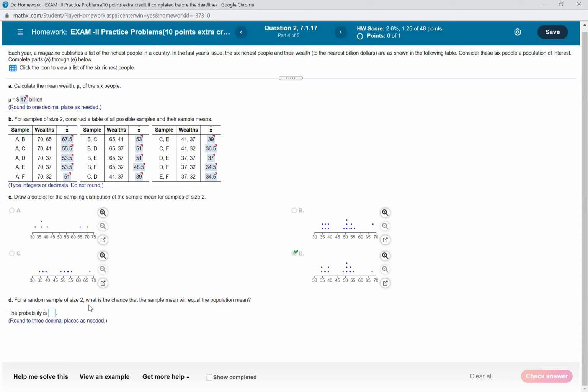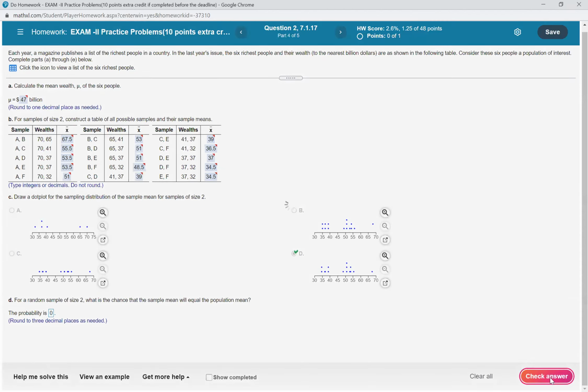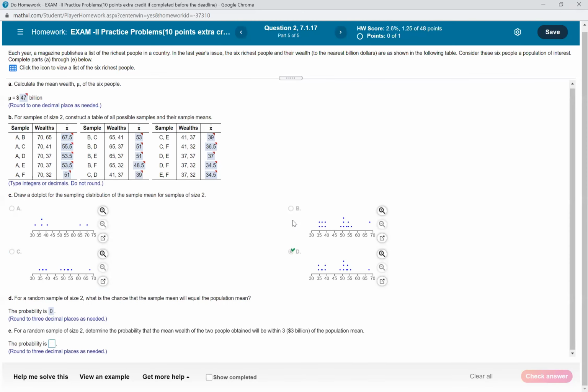So for a random sample of size 2, what is the chance that the sample mean will equal the population mean? So what is the population mean? The population mean is 47. So how many numbers are equal to 47? There is no number which is equal to 47. So that means the probability is 0, right? Let me check the answer. Yeah, the probability is 0.